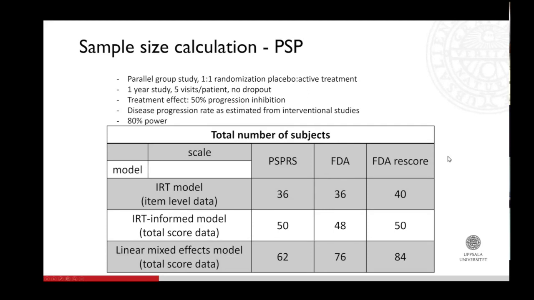And I should say, the FDA also suggested a rescoring where some categories were merged, and that merger should only diminish the information content. It might have other advantages, but when it comes to the information content, we expect it to be diminished. The IRT informed model required somewhat more individuals than the item-level analysis, but fewer than if we analyzed it on the total score as a linear mixed effects model. So again, we see this ranking here.